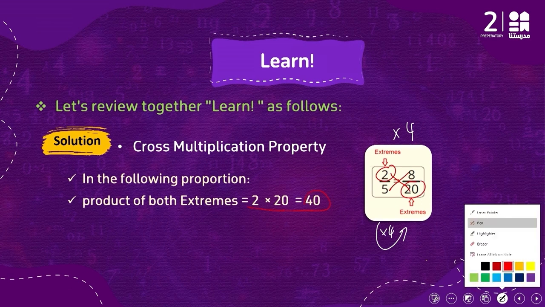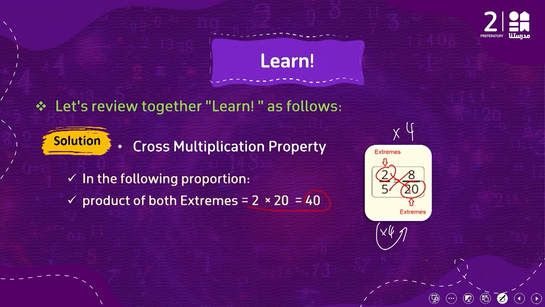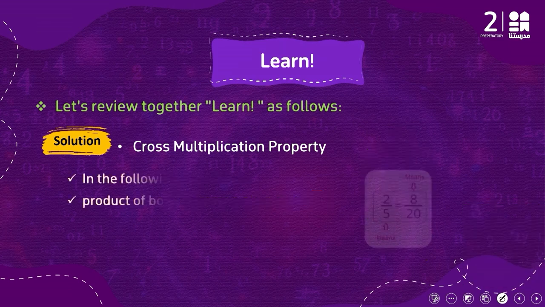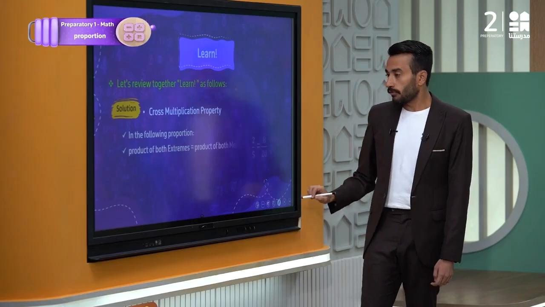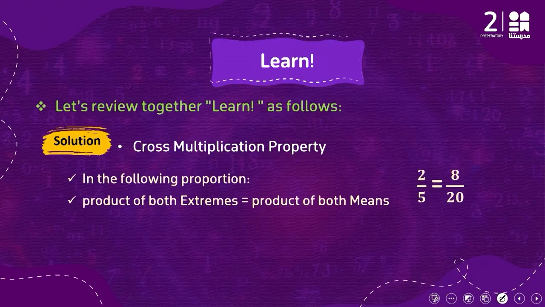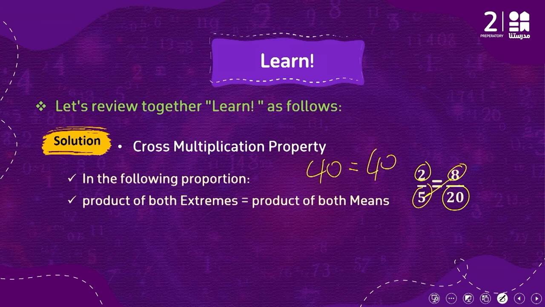And then we multiply the other two, which is 8 by 5. And here the answer, 5 by 8 or 8 by 5 multiplied together, will be 40. And now we find they are the same. When you multiply 2 by 20, it's 40. And when you multiply 5 by 8, it's also 40. So we can say when you multiply the extremes, they are equal to the multiplication of the means.